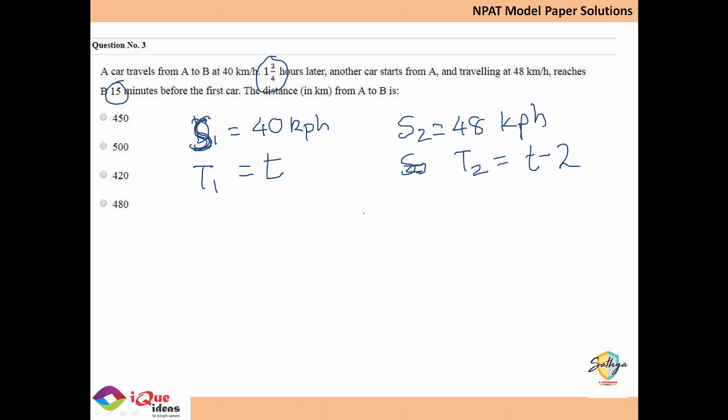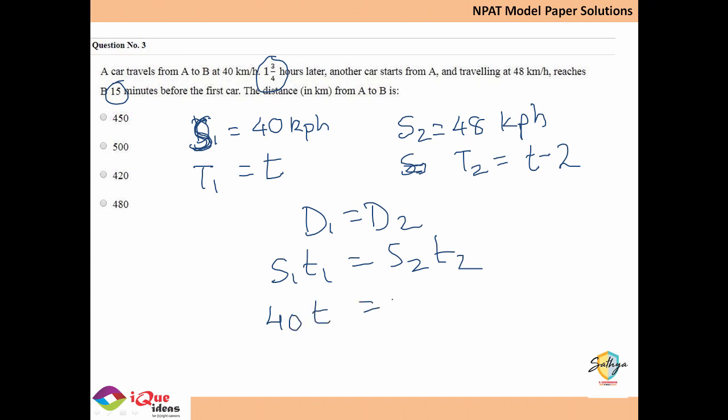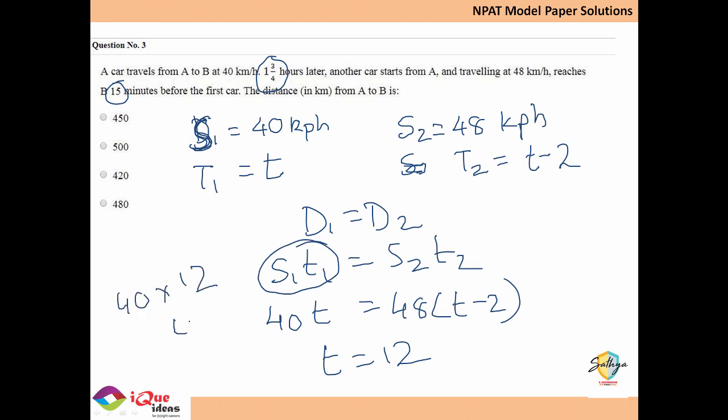Now, the distance in both cases is exactly the same. Distance 1 is equal to distance 2. So, speed 1 into time 1 is speed 2 into time 2. That means 40 multiplied by t is equal to 48 multiplied by (t minus 2). If you solve this, you will get the value of t as 12. So the distance you can substitute in any one of these sides. So 40 multiplied by 12, I get the distance between the two as 480.